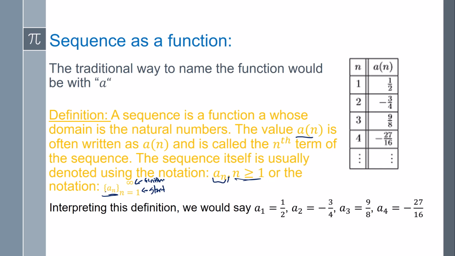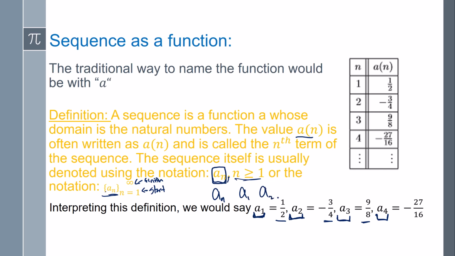So interpreting that, we would say a sub 1 is 1/2. My first term, a sub 1, is 1/2. My second term, a sub 2, is negative 3/4. My third term is 9/8. My fourth term is negative 27/16. Now you might be like, wait a minute, why are we writing it like that? Well, let's look at our function, right? It's a sub n, and n is your term. So a sub 1, my first term. A sub 2, my second term.